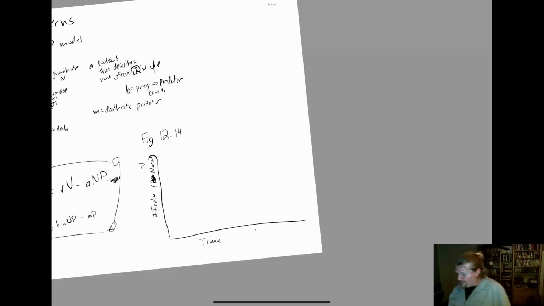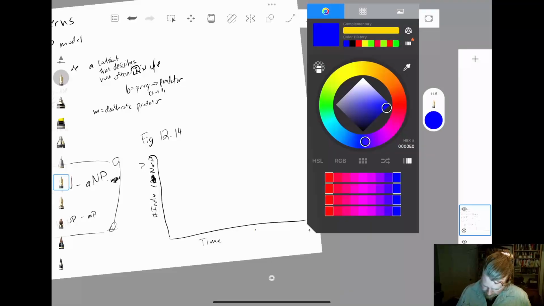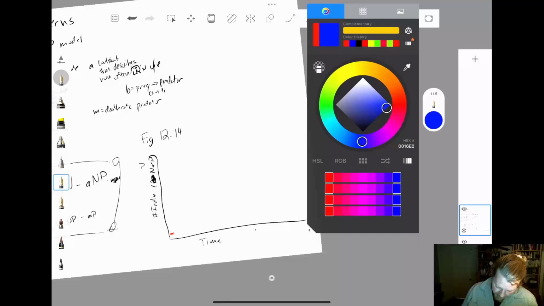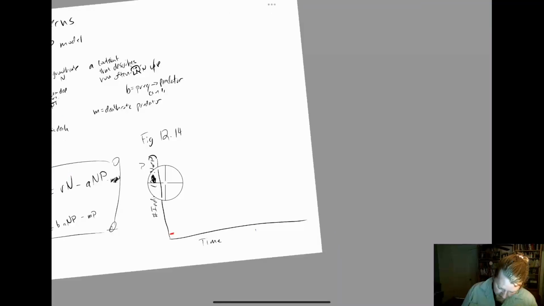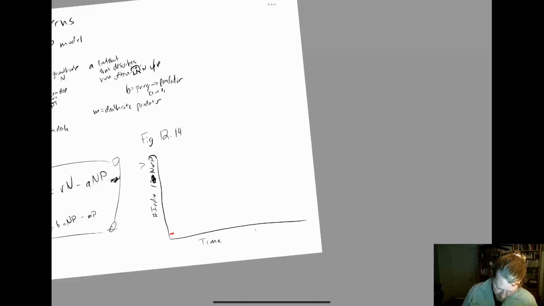So what I'm going to do is first draw the prey line. They're going to start out at a low abundance, right? And then I'm going to draw the predator line. They're going to start out at a relatively high abundance. We're going to draw predators in blue. They're going to start at a relatively high abundance.